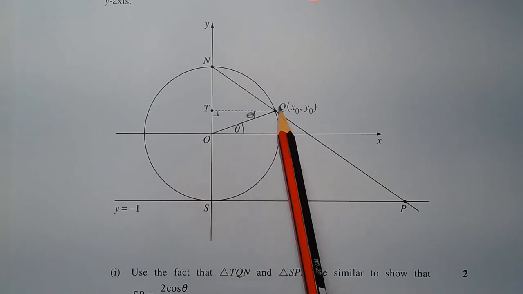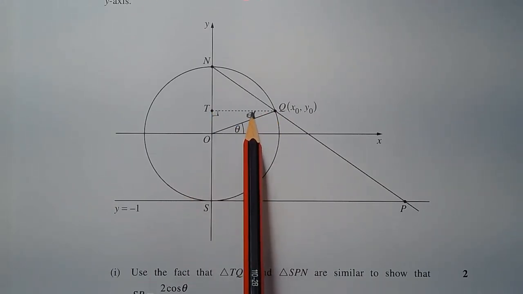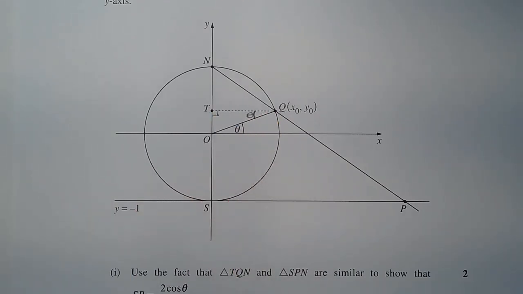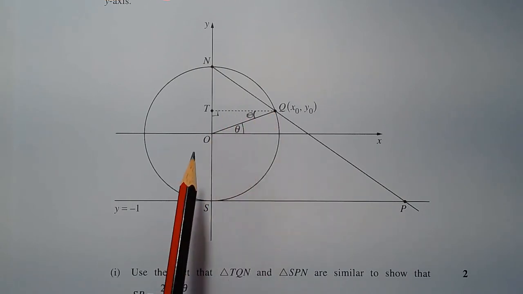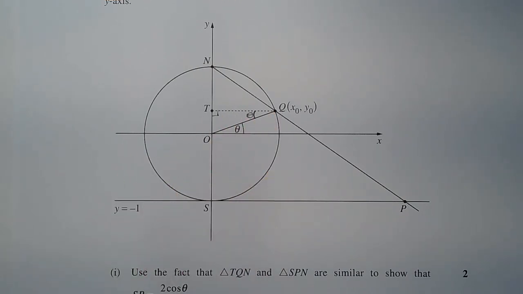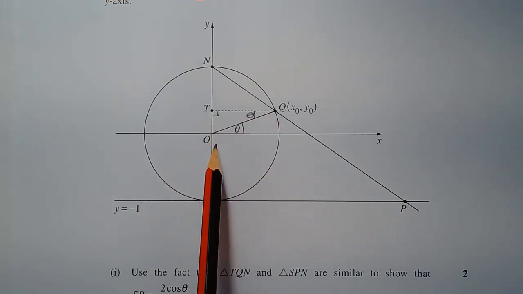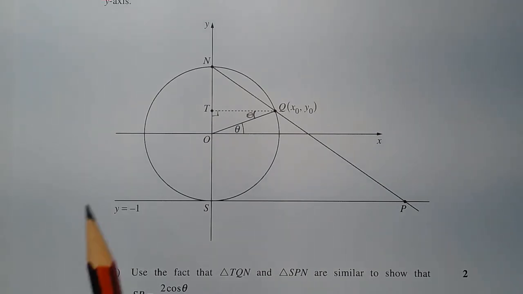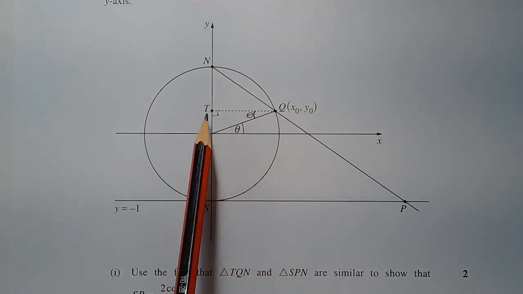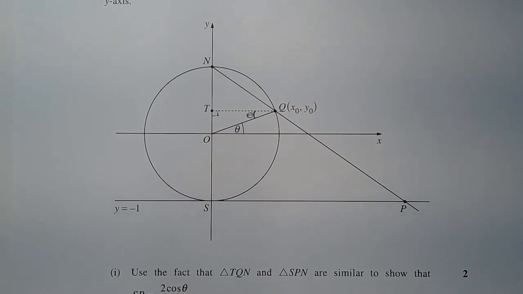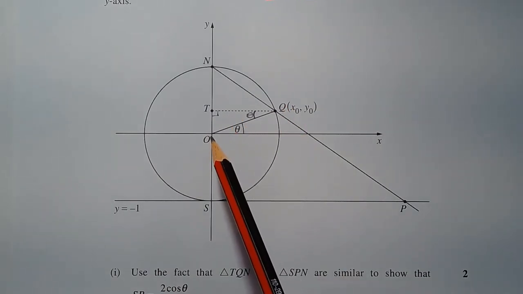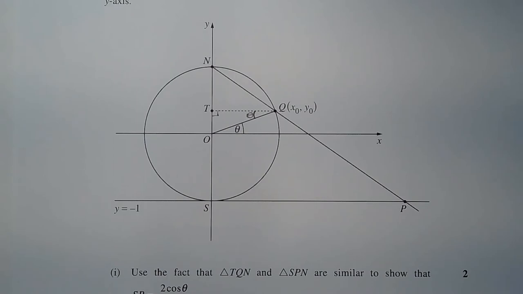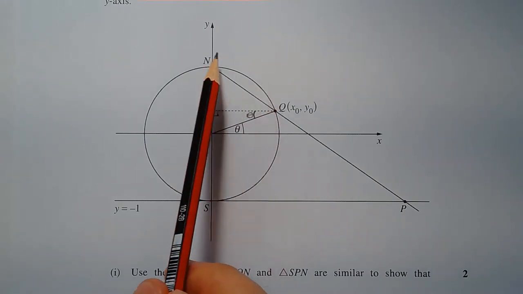In triangle OQT, angle OQT is equal to theta as they are alternate angles on parallel lines, where QT is parallel to the x-axis. Also note that angle OTQ is a right angle, which makes triangle OQT a right-angled triangle, and this means that right angle trigonometry may be applied to find the lengths of QT and OT in terms of theta. Also note that OQ and ON are both one unit in length as they are radii of the unit circle.